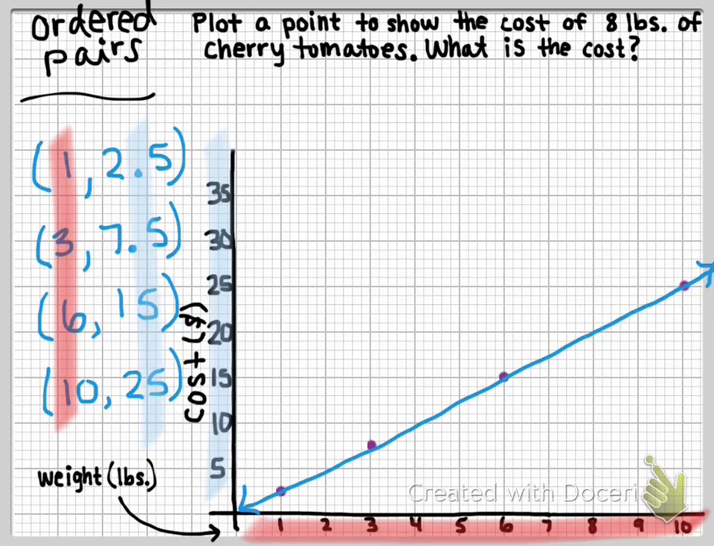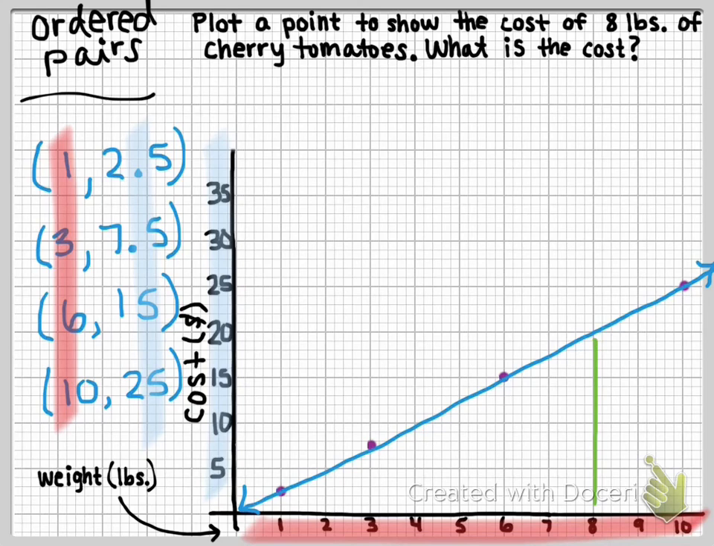The last step is to answer a question by plotting a new point that's not even on your line. So plot a point to show the cost of 8 pounds of cherry tomatoes. I didn't plot any point that had to do with 8 pounds. So I have to plot that new point.